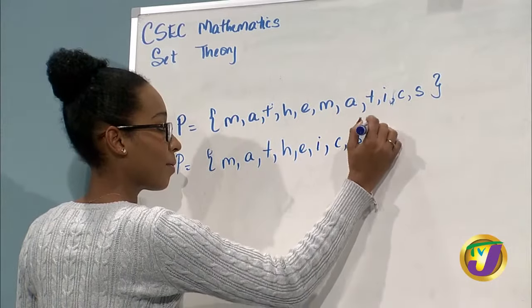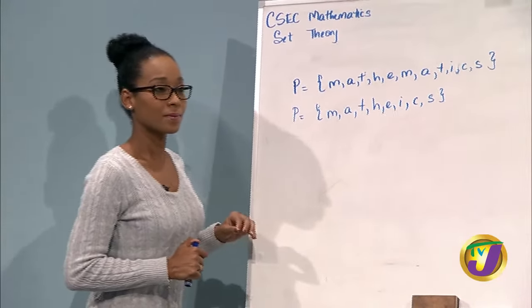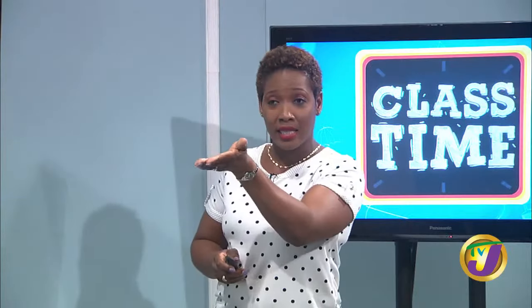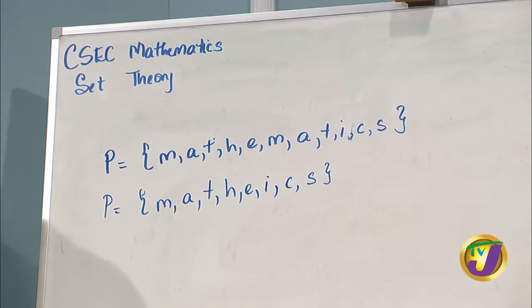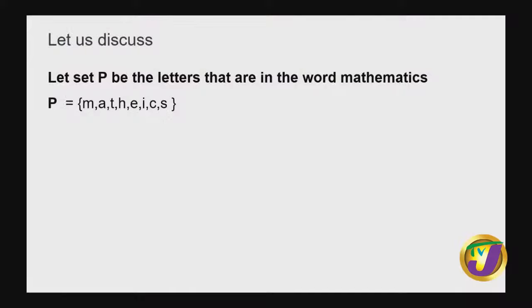Good girl. All right, so what you're saying, though, we're talking about the letters that make up the word mathematics, I do not need to repeat the M's or the A's or the T's because it's already accounted for. Right. Okay, so when we look at the elements of P, we're just looking at the distinct elements, which are M, A, T, H, E, I, C, S. Yes. Let me describe that set though. It is the letters that are in the word.